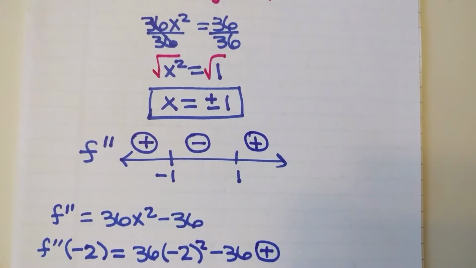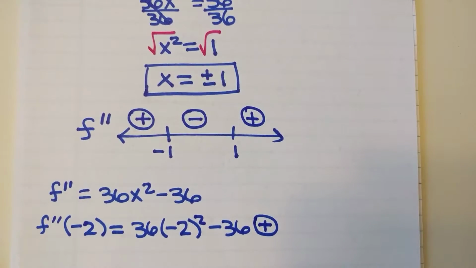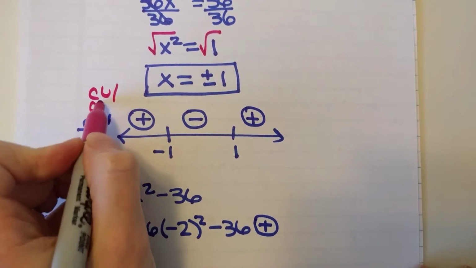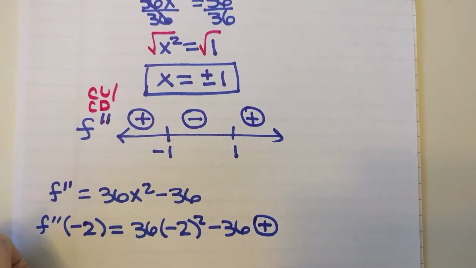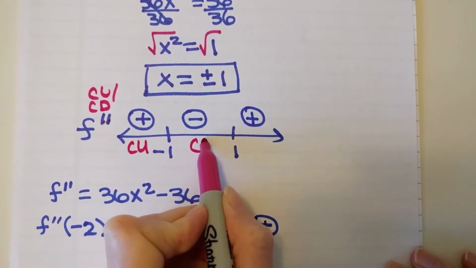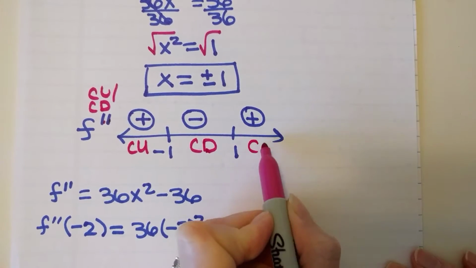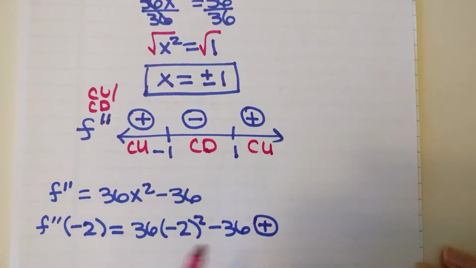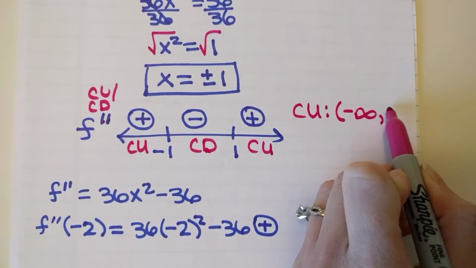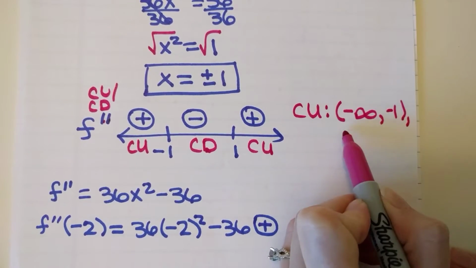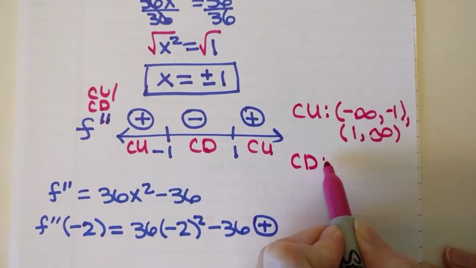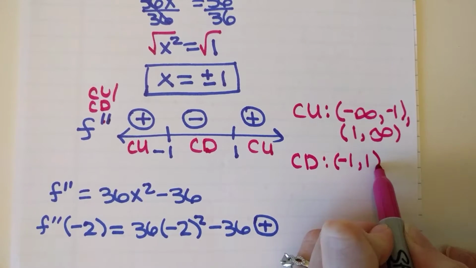Now, it's important to realize that these pluses and minuses, because we're talking about the second derivative, we have two letters, concave up and concave down. So this plus here tells us that we are concave up, this negative means we're concave down, and this positive means we're concave up. So to describe those intervals, we will have negative infinity to negative 1 for concave up, and then from 1 to infinity. For concave down, we have negative 1 to 1.